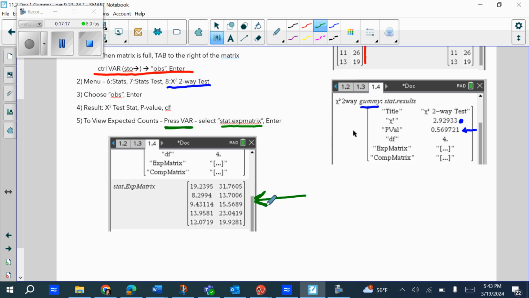Notice the AP test is timed, so you really don't have the time to go in and do all those separate calculations. You want to use the calculator to its fullest capacity. And you are going to have to show these expected counts on your paper.